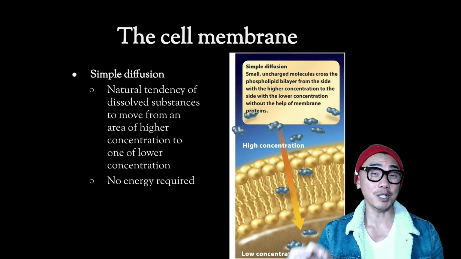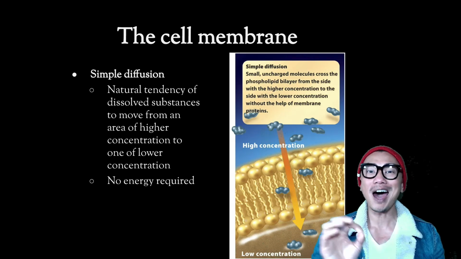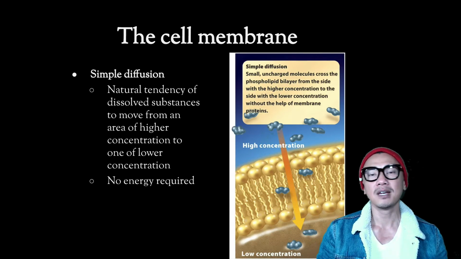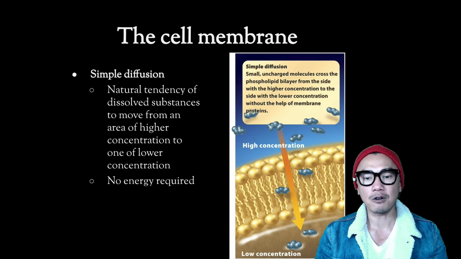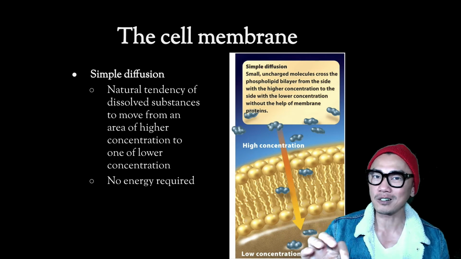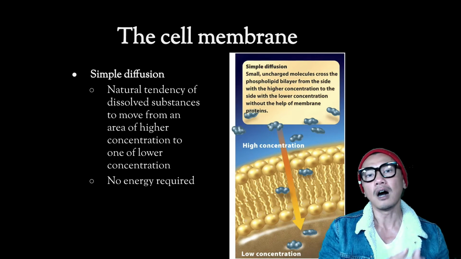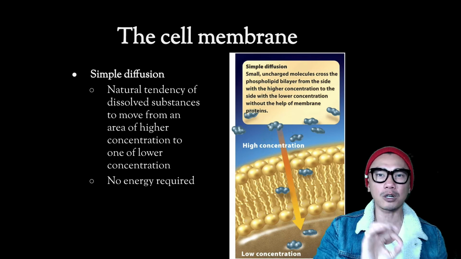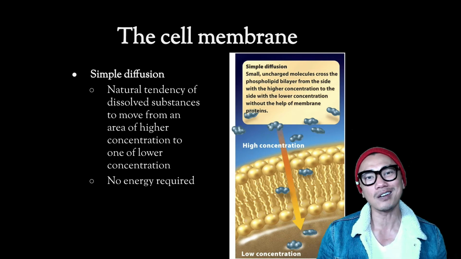In what we call simple diffusion, substances will move naturally from where they're higher in concentration to where they're lower in concentration. This process requires no energy. In the diagram, you can see molecules moving from where they're higher in concentration to where they're lower in concentration. A real-life example of this happening is heavy perfume or cologne moving across a room, naturally and without energy.